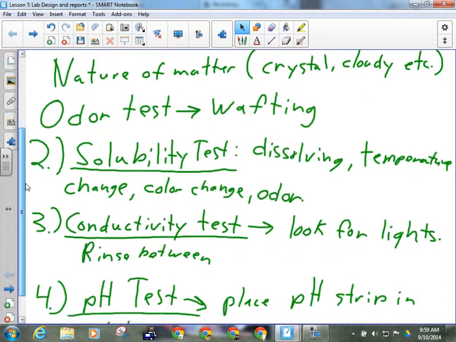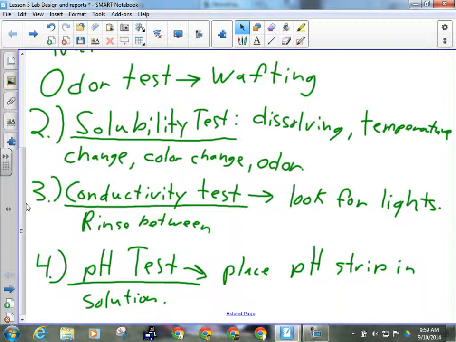And then the pH test is the last one we want to do. You have to do it last because a pH test is a chemical reaction. Your solution is no longer pure after that test, because it'll have ions and stuff from the Hydrion paper in it. So it's the one you've got to do last.